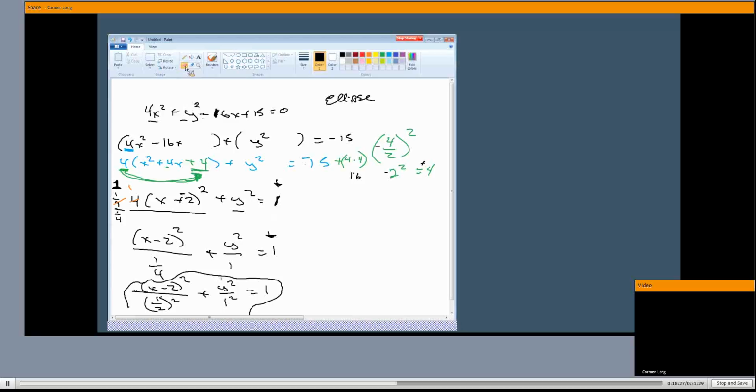And go down 1 unit, oops, here. And so there's my handy dandy little ellipse, and that's what that's going to look like. So graphing them, once you get it in the vertex form, is really easy.